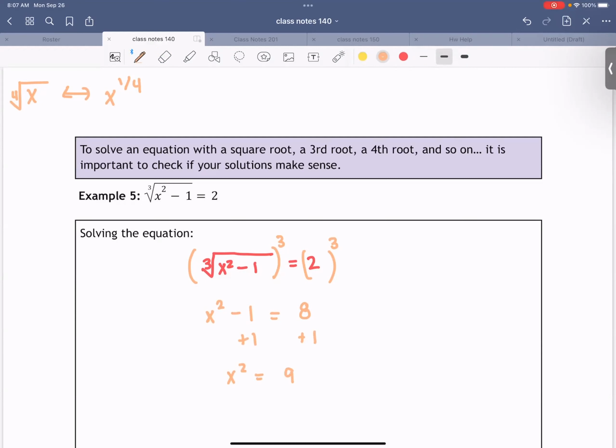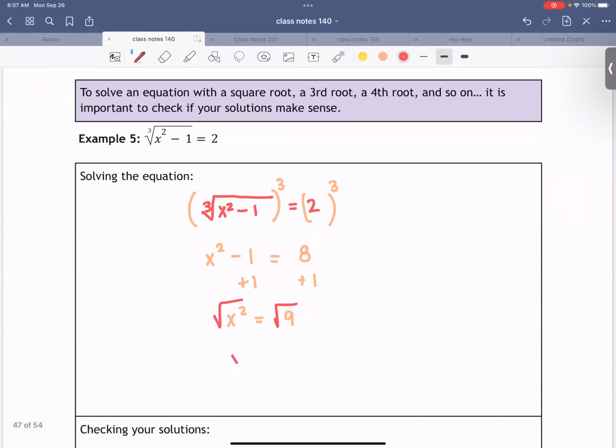And then how do we undo a square? Square root, good. So kind of like the opposite of what we did at the beginning. X equals, and what did I just forget? Plus or minus sign, good. Plus or minus the square root of 9. You can leave the answer like this, but I think the square root of 9 is 3. So let's say plus or minus 3. Okay. So pretty simple in how to solve these.